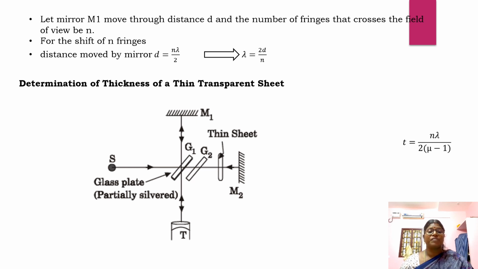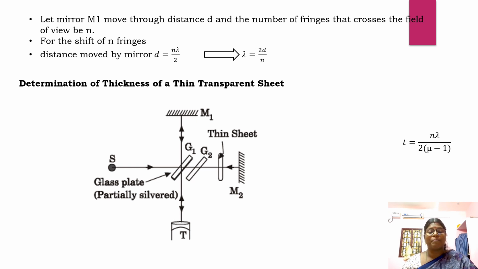Next, determination of the thickness of a thin transparent sheet using the Michelson interferometer. The experimental setup is shown in this figure. The same procedure as before: we count the number of fringes N for the particular distance moved. In that position, a thin sheet is introduced between the Z2 glass plate and the mirror M2.